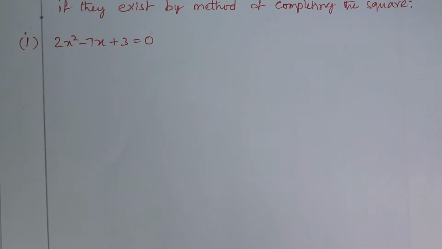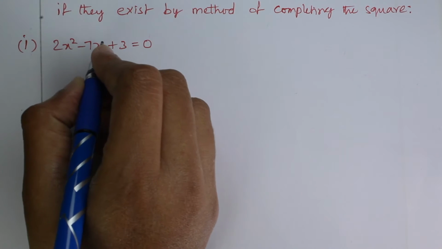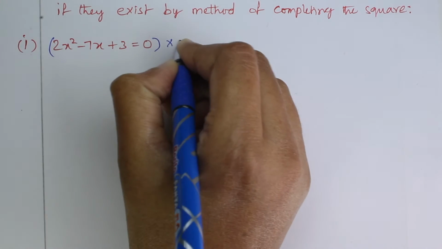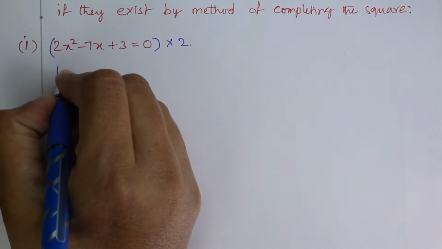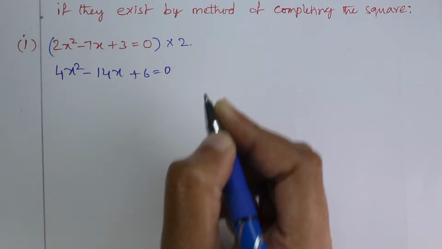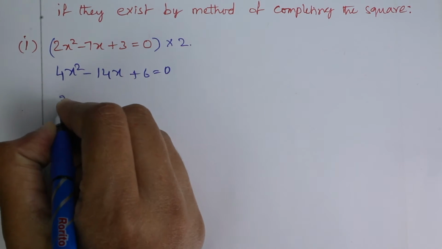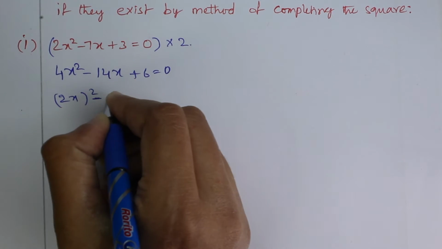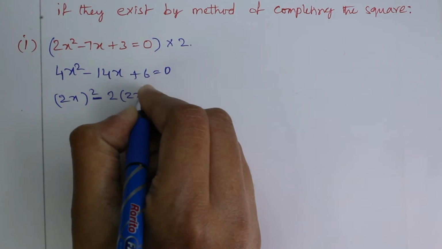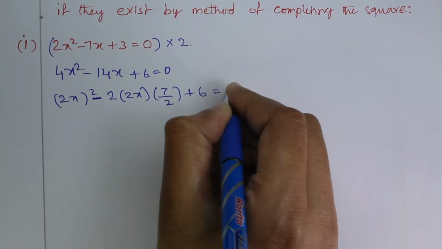So the equation given is 2x square minus 7x plus 3 is equal to 0. In order to make it a whole square, I am going to multiply this entire equation by 2. So it becomes 4x square minus 14x plus 6 is equal to 0. So this can be rewritten as 2x whole square minus 2 into 2x into 7 by 2 plus 6 is equal to 0, right?